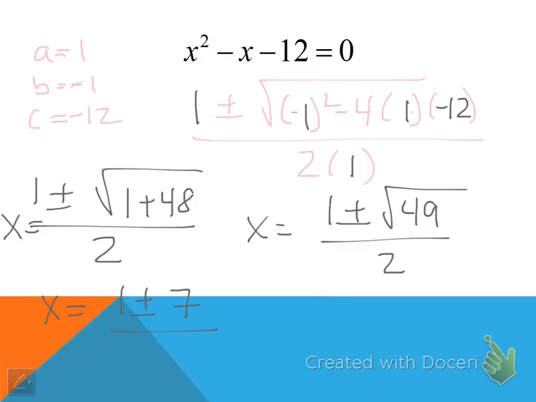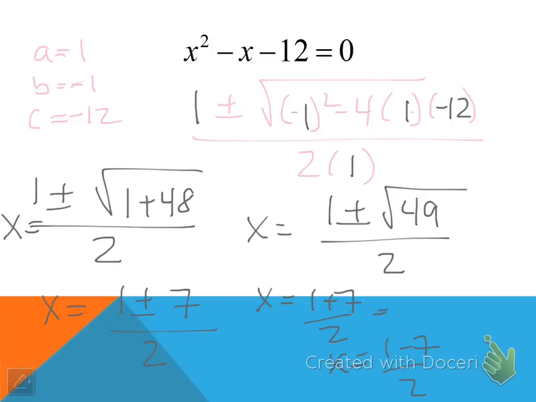Okay, when you take the square root of it, it disappears. If I'm taking the square root of 49 to get 7, my answer is not going to still be the square root of 7. So once I take the square root, it disappears. Okay, so now we have to split it up into our two equations here. So we have x equals (1 plus 7) over 2, and x equals (1 minus 7) over 2.